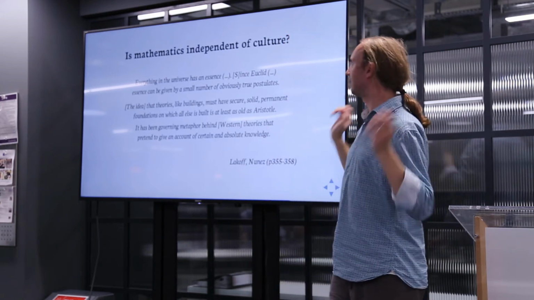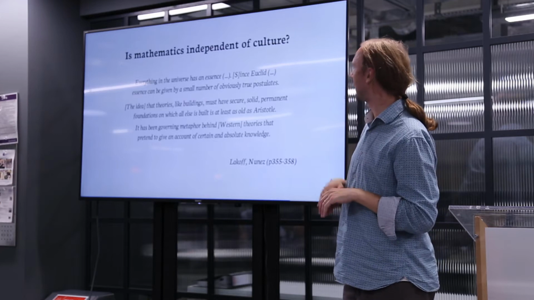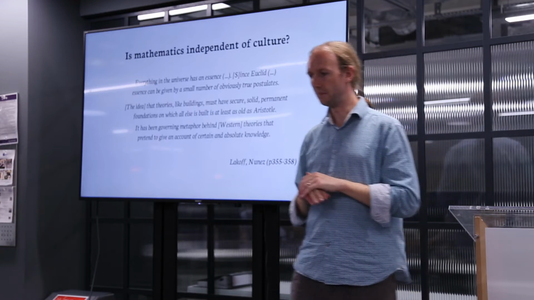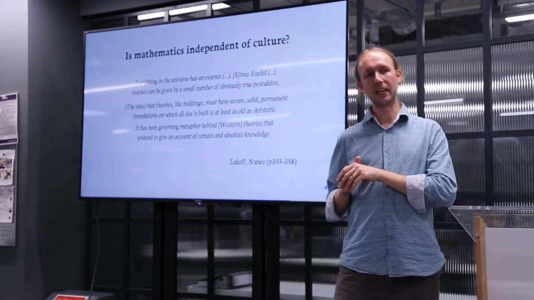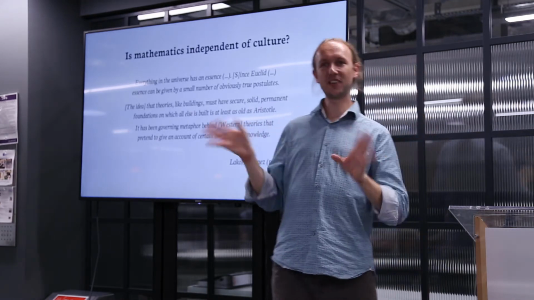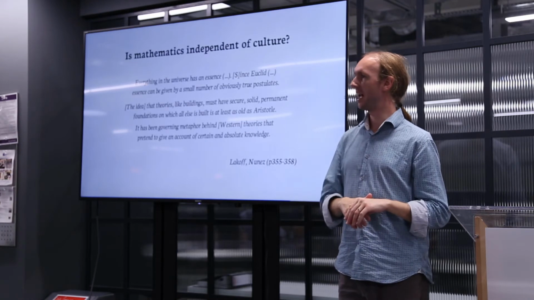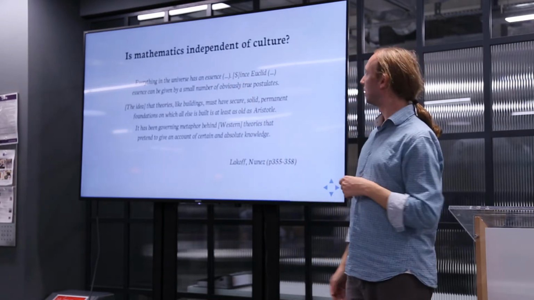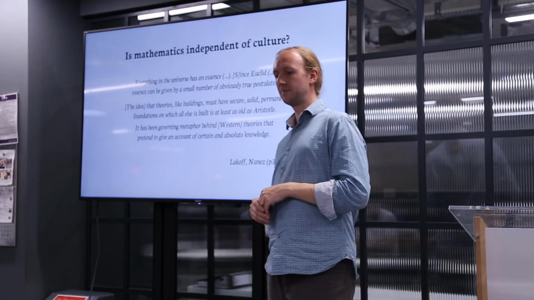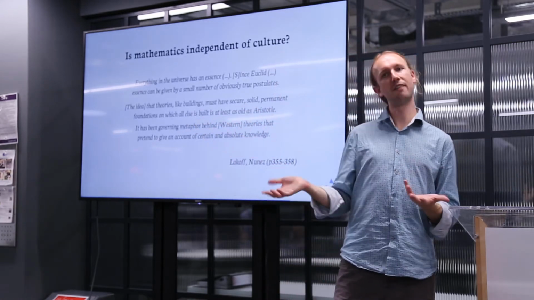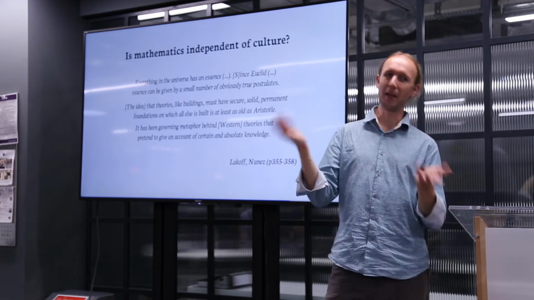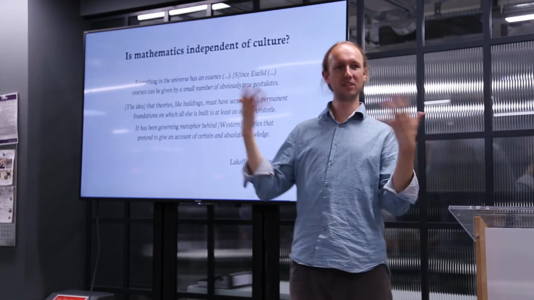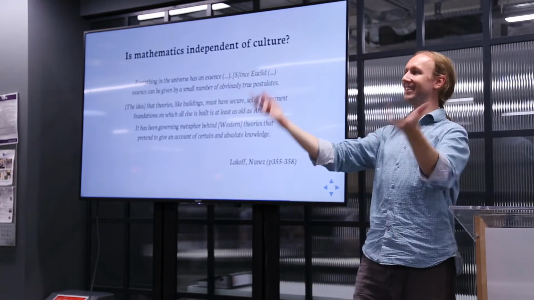So the idea of essence: everything in the universe has an essence. And since Euclid, essence can be given by a small number of obviously true postulates. That's one of the very culture-dependent things that our Western culture has, where we think about essence, and it goes back to Euclid, but other cultures on the planet wouldn't necessarily have this idea of essence. So maybe other cultures wouldn't necessarily evolve Popper, because they wouldn't have this idea that you can come up with an essence that's objectively obvious.